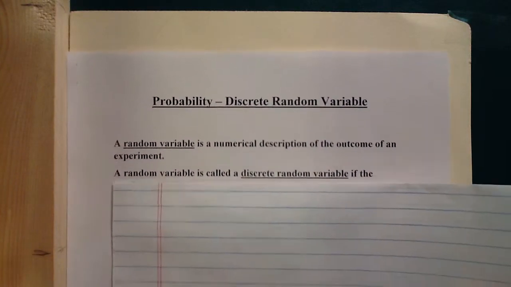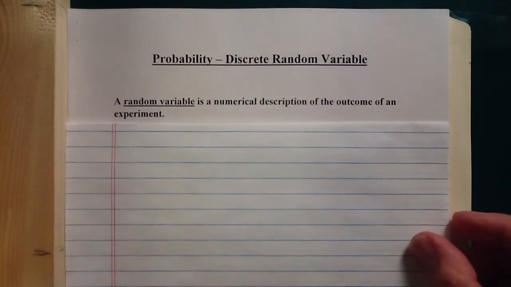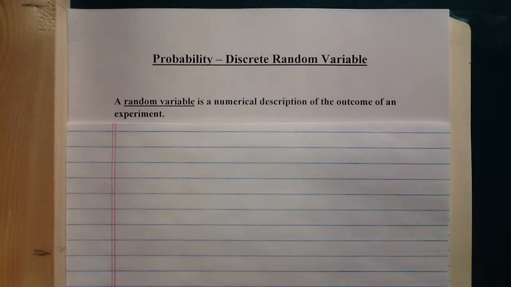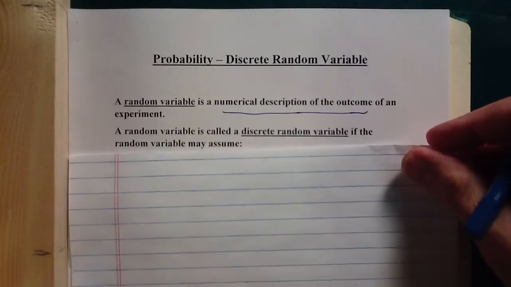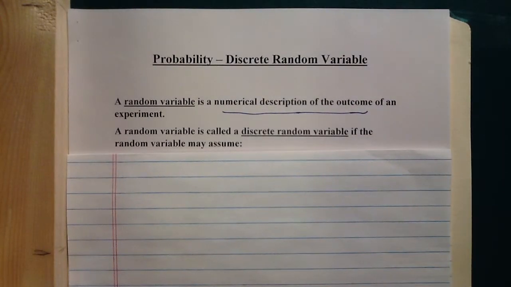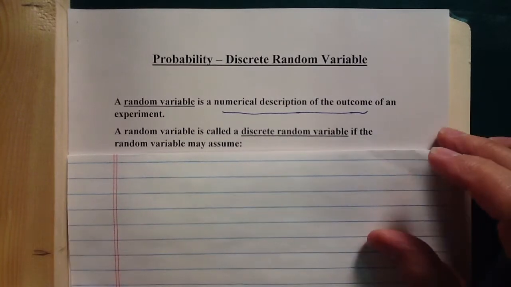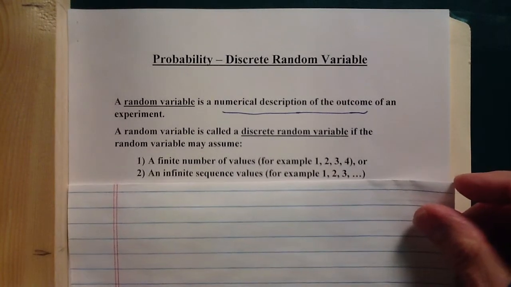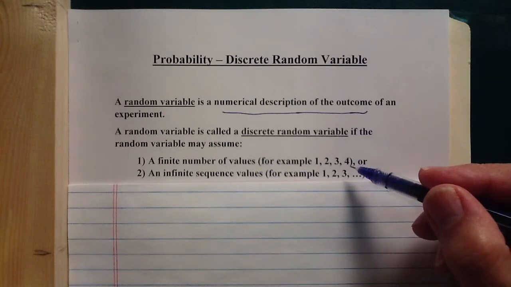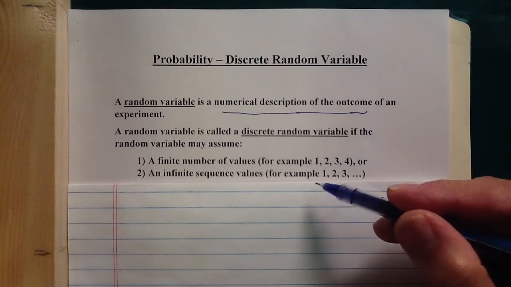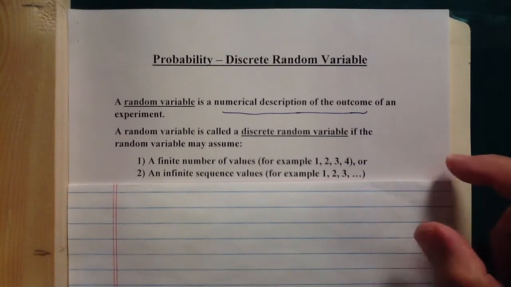So here is a definition of a discrete random variable. First it says, a random variable is a numeric description of the outcomes of an experiment. So it's a numeric description of outcomes. It's called a discrete random variable if the random variable meets one of these two conditions. Namely, there's only a finite number of values that the random variable can take on, or there might be an infinite sequence of values.